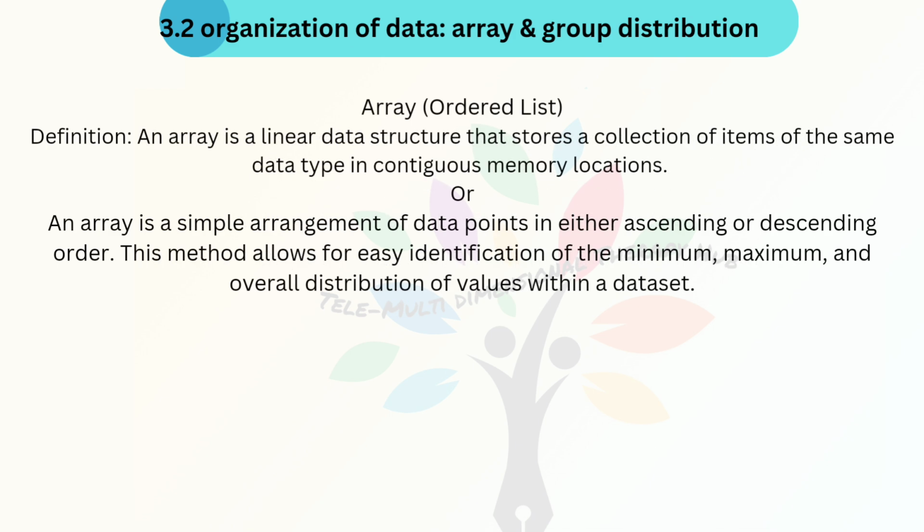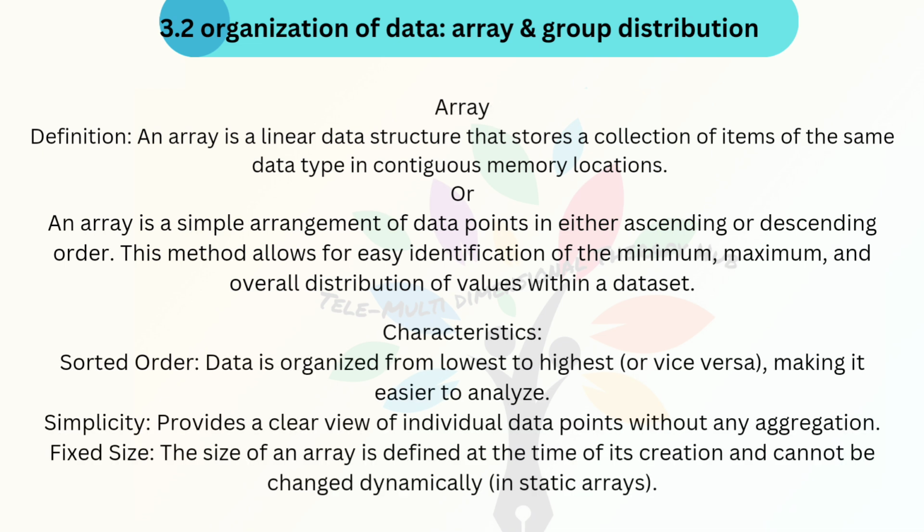What is an array? An array is a linear data structure that stores a collection of items of the same data type in contiguous memory location. Or an array is a simple arrangement of data points in either ascending or descending order. This method allows for easy identification of the minimal to maximum and overall distribution of values within a dataset. In simple terms, an array is a way of organizing data in a straight line, like a row or list where all the items are of the same type, like numbers, letters, or names. All the items are sorted one after another, so they are easy to access.